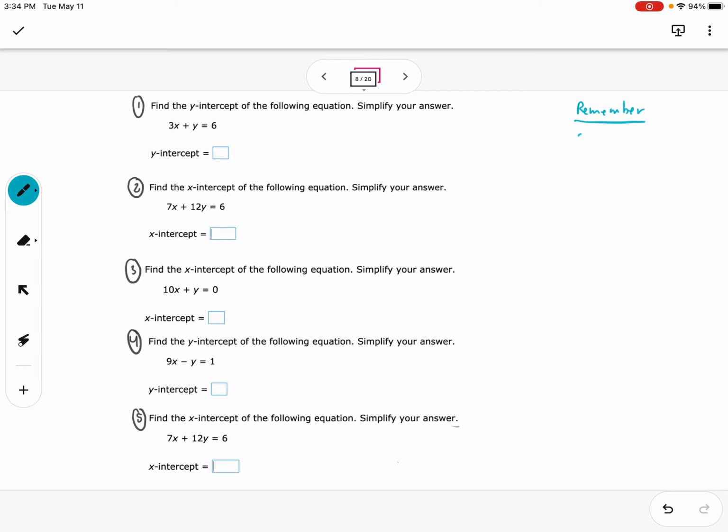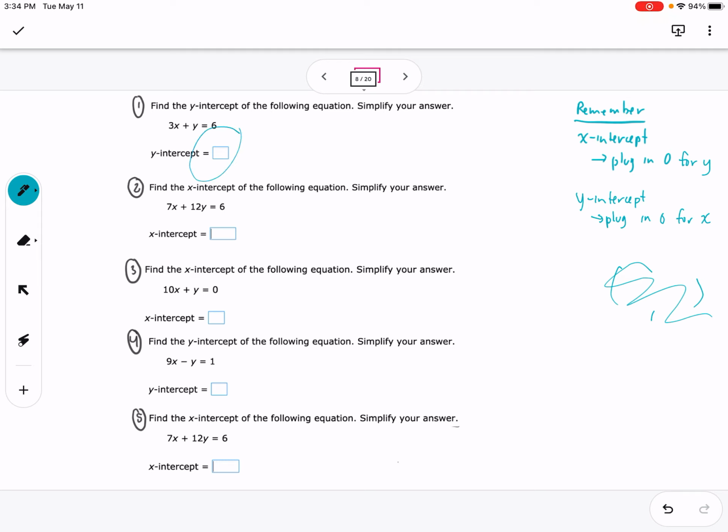If I want the X intercept, I plug in 0 for Y. Right? And then I'm looking for the X value. So if I want the X-intercept, I plug in 0 for Y. If I want the Y-intercept, then I plug in 0 for X. Okay, and IXL isn't looking for a point like this. They're not looking for that. They're just looking for a number.